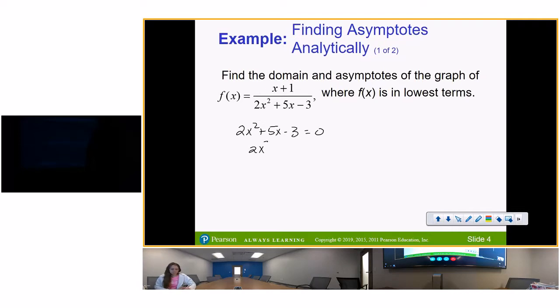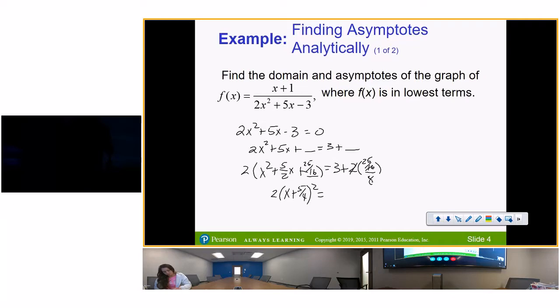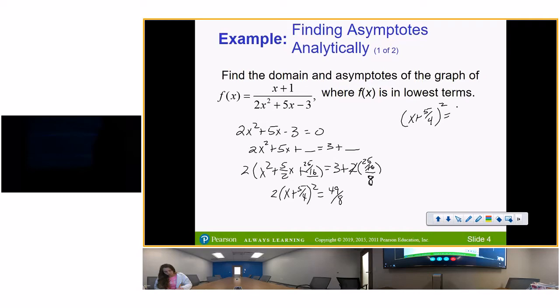So 2x² + 5x - 3 = 0. 2x² + 5x + blank = 3 + blank. 2(x² + 5/2 x + blank) = 3 + 2 times blank. Half of 5 halves is 5 halves times 1 half, which is 5 fourths, which is 25 over 16. So 2 times (x + 5/4) squared is equal to 24 eighths plus 25 eighths, which is 49 eighths. We don't care about the vertex because that's not what we're looking for. So divide by 2 to get 49 sixteenths. (x + 5/4)² = 49/16.